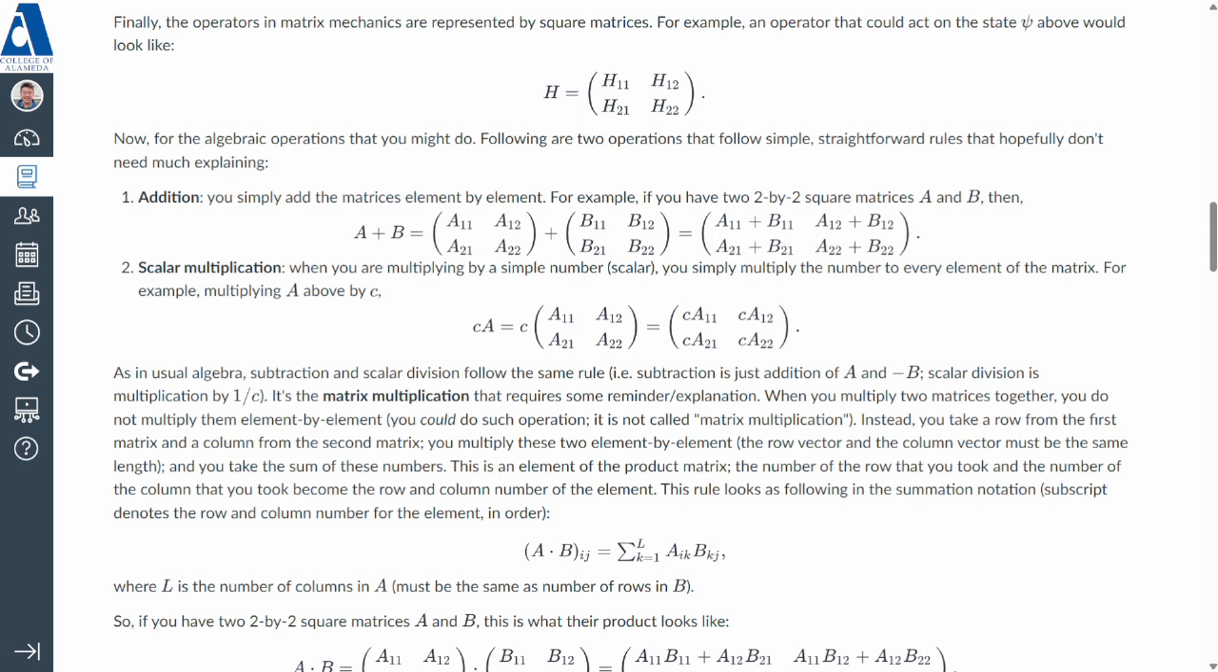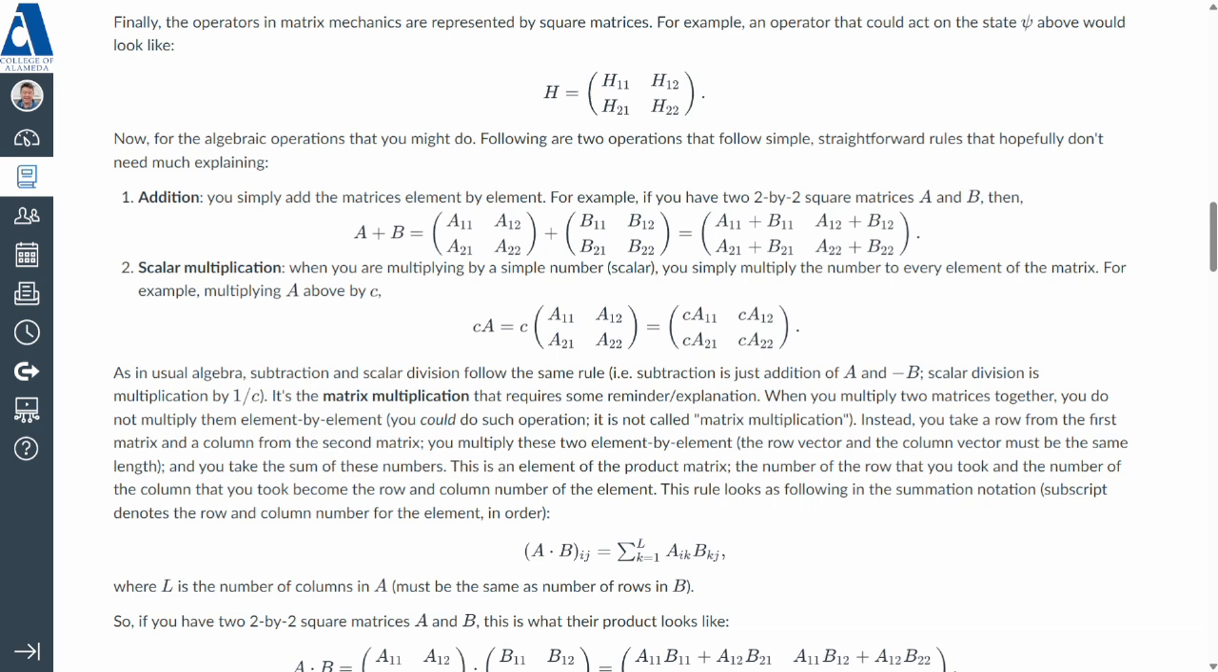The second operation is scalar multiplication. When you are multiplying by a simple number, a scalar, you simply multiply the number to every element of the matrix. For example, multiplying A above by scalar C, you get C times A is equal to C multiplied to operator A gives you the following four elements of this matrix.